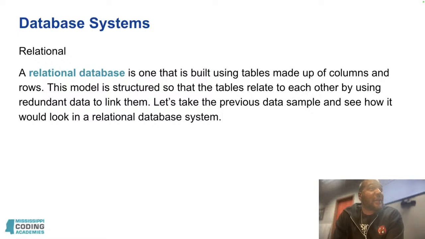Let's look at relational databases. A relational database is one that is built using tables made up of columns and rows. This model is structured so that the tables relate to each other by using redundant data to link them.